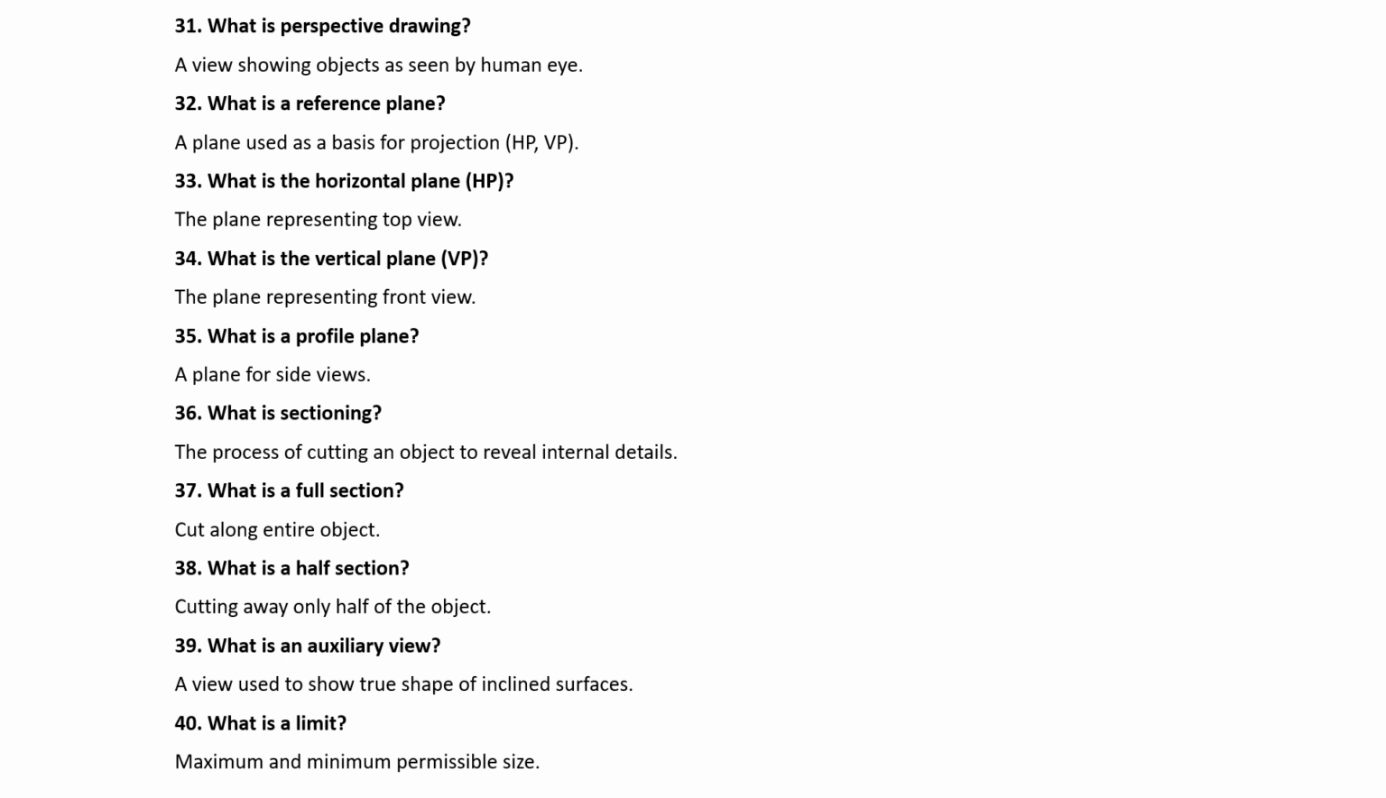38. What is a half section? Cutting away only half of the object. 39. What is an auxiliary view? A view used to show true shape of inclined surfaces. 40. What is a limit? Maximum and minimum permissible size.